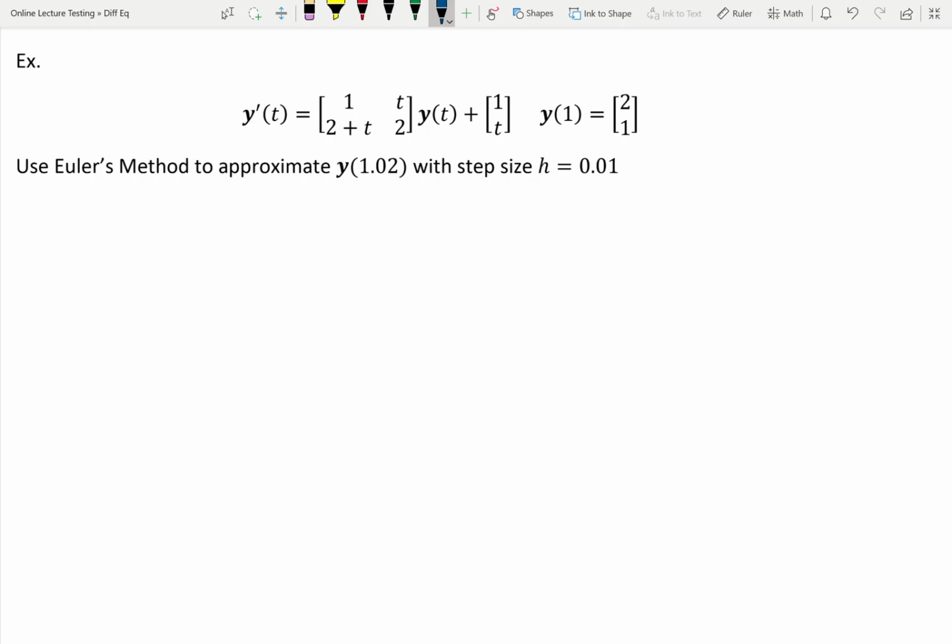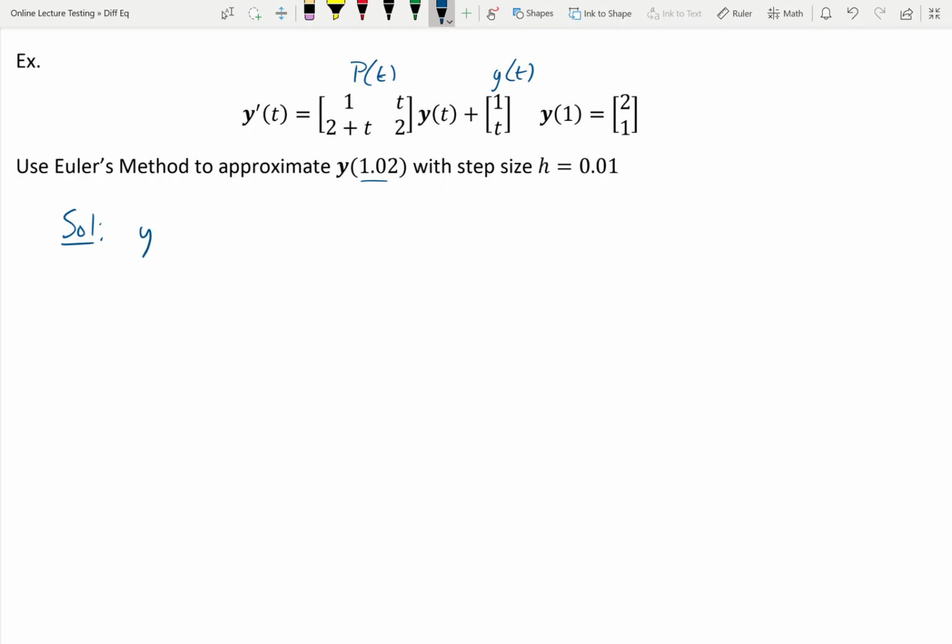All right, so let's assume that our system here is one, so our P of t, that's what this guy is, and this is our g of t. These are our initial values, so this is our IVP that we're dealing with. I want to use Euler's method to approximate y of 1.02 with a step size of 0.01. Notice we're given the initial value at 1, so we're going to have to do this 3 times. So we're going to have to find 1.01, 1.02 for our approximate values. All right, so here's our solution.